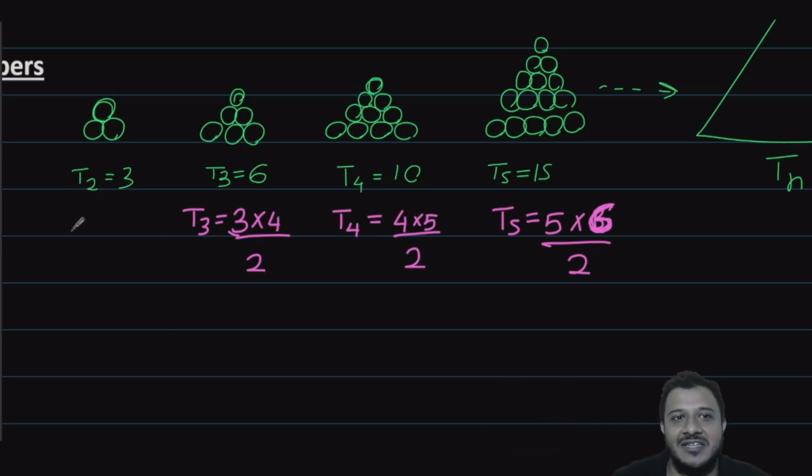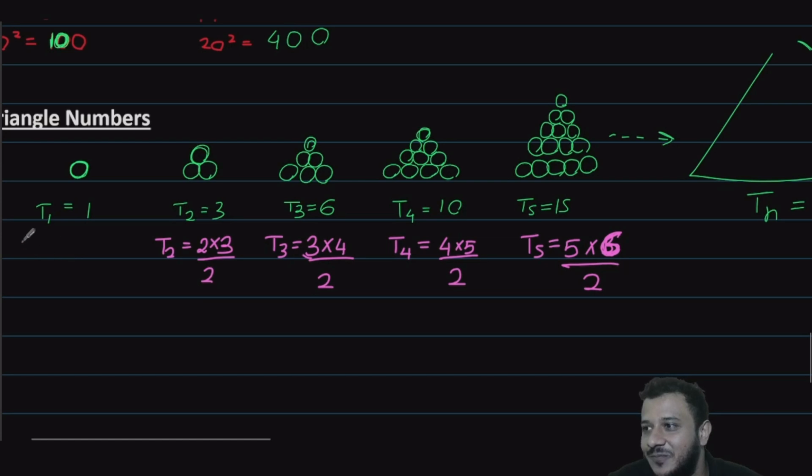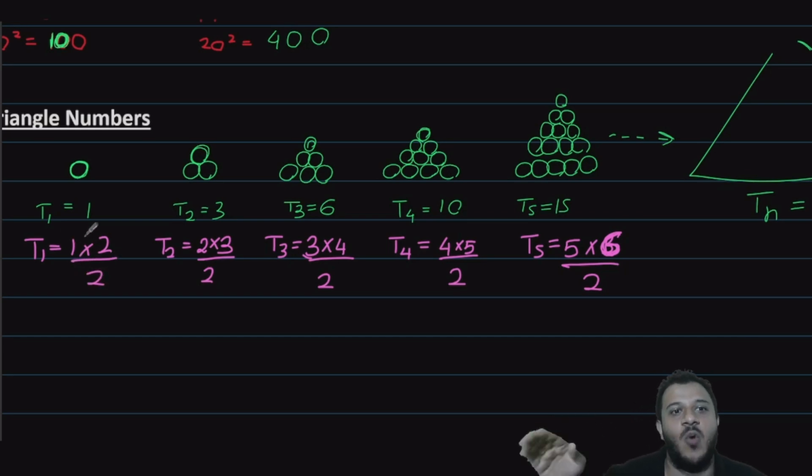Let's check whether term 2 works. Term 2: the number I want is 2, times the number after that, 3, divided by 2. 2 times 3 is 6, 6 divided by 2 is 3. Do you guys get it? Number I want, multiply by the number after that, divided by 2. 1 times 2 is 2, 2 divided by 2 is 1. Do you guys get it?